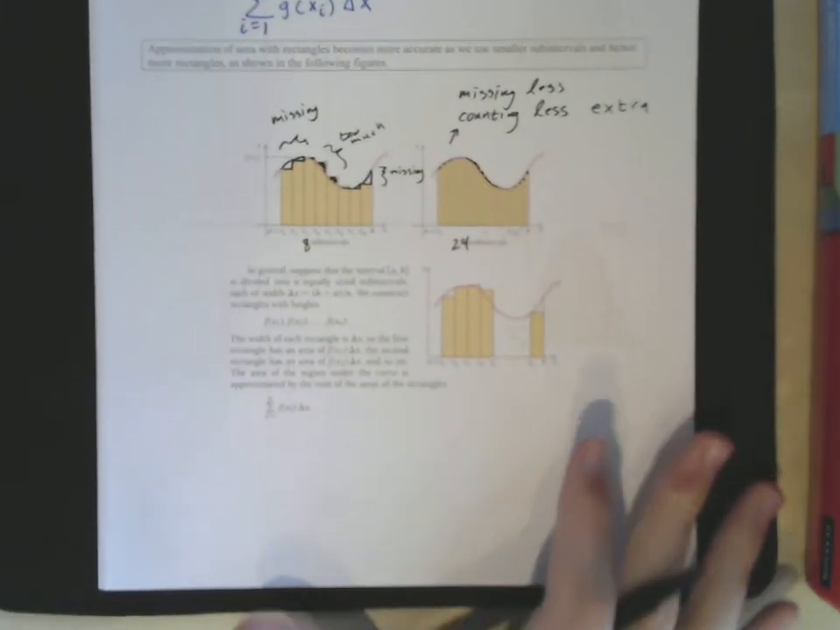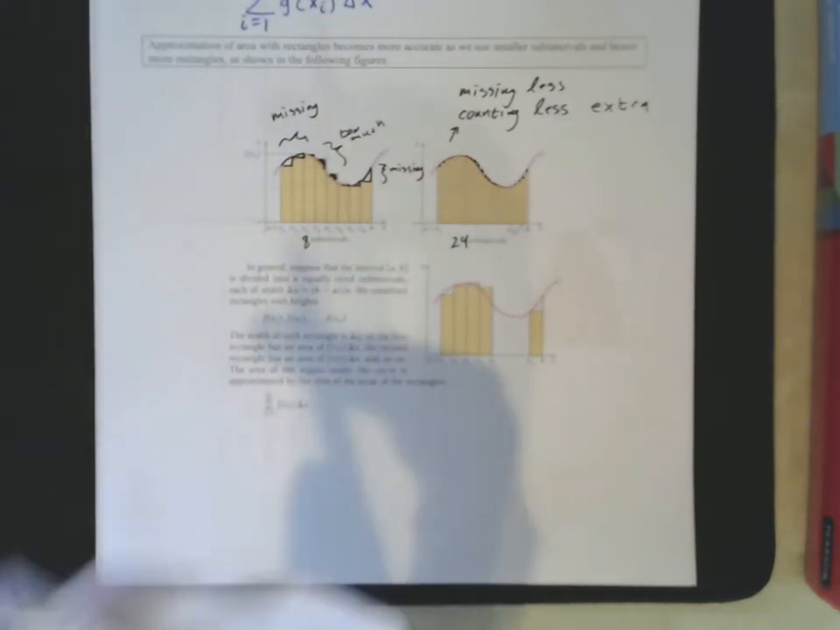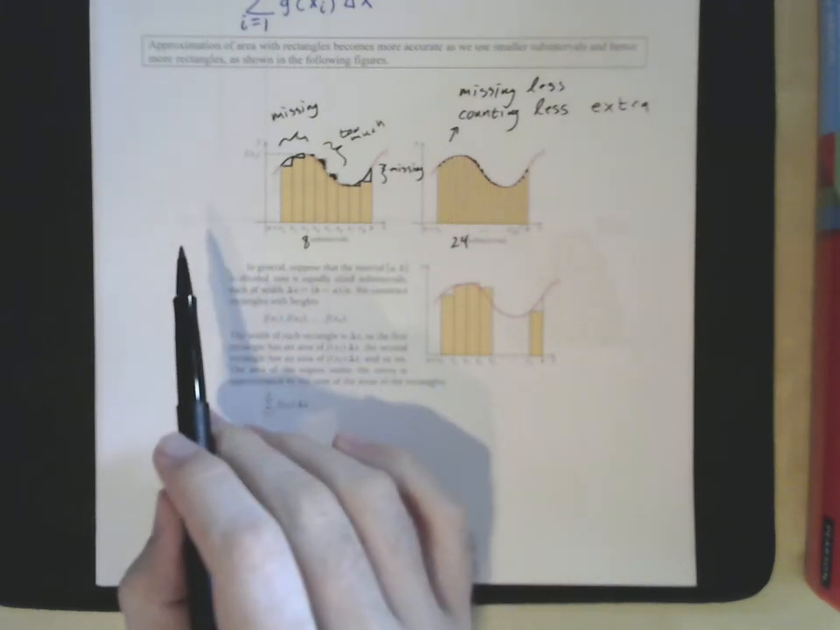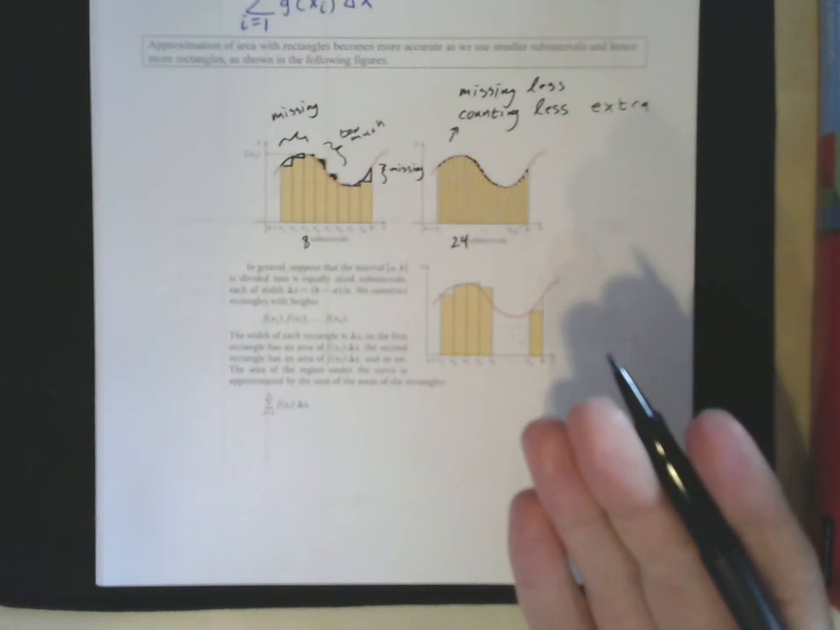And so the idea is the more subintervals you create, the more rectangles you create. We had 4 in the initial version of this on the last page. Here we have 8. Here we have 24. The more accurate you get.